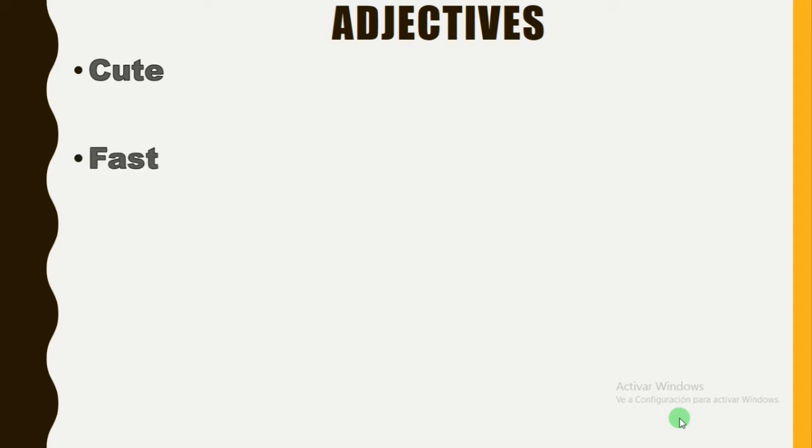So we have cute, que significa tierno, fast, rápido, slow, that is the opposite of fast, o sea, lento, big, grande, small, pequeño, right? So there we have these adjectives: cute, fast, slow, big, and small.